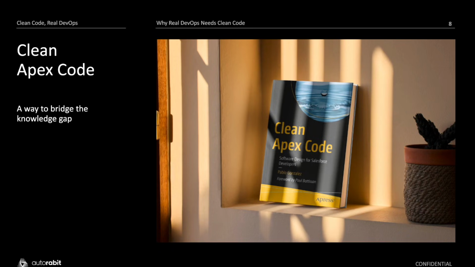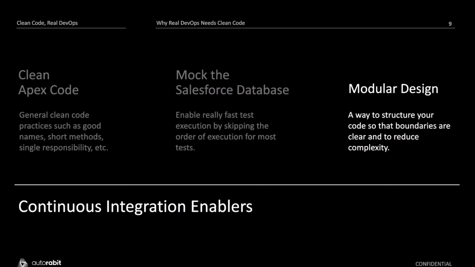And that's why I wrote the book, Clean Apex Code. It may not be obvious that I wrote it with the end goal of enabling people to practice real DevOps. So it's not about the code itself. It's kind of a means to an end, and the end is to get good at modular software design and at mocking dependencies and boundaries like the Salesforce database, so that you can practice real continuous integration and so that you can do real DevOps. That's why the webinar is called Real DevOps Needs Clean Code. And so that was kind of the motivation for the book.